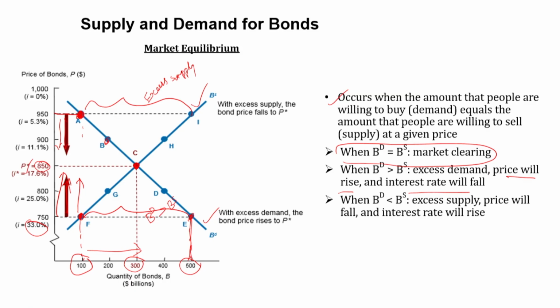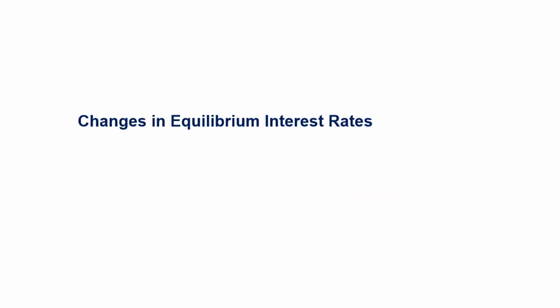So in order to incentivize the market, the suppliers are willing to reduce the price. That means they are willing to pay a higher rate of interest. There is a downward pressure on price. In other words, there will be an upward pressure on the rate of interest.